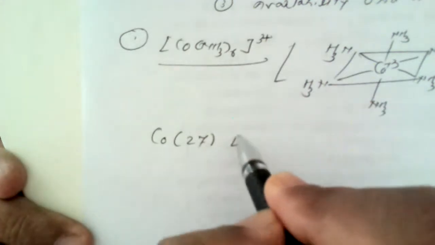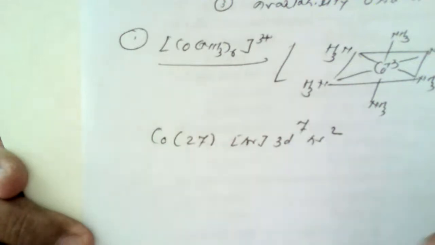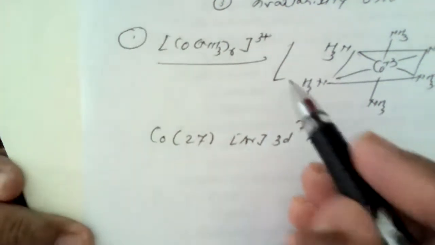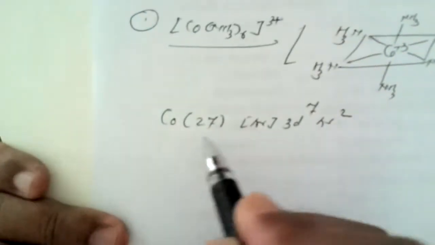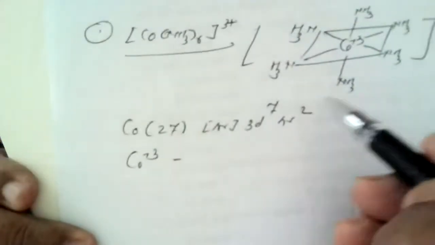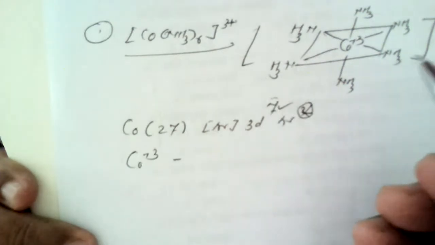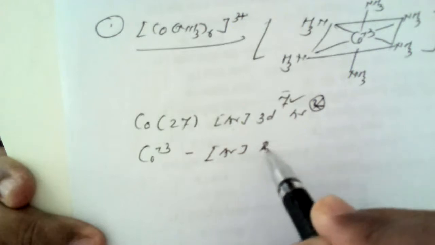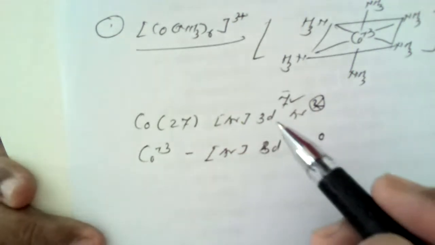Atom number 27, in terms of argon core, is 3d 4s: 4s2, 3d7. 18 plus 2 is 20, plus 7 is 27. In this complex ion, cobalt is in the plus 3 oxidation state. So, to arrive at the plus 3 oxidation state, cobalt must lose 2 electrons from 4s and 1 electron from 3d. So, the configuration now becomes argon 3d6, 4s0. I think you are getting my point.